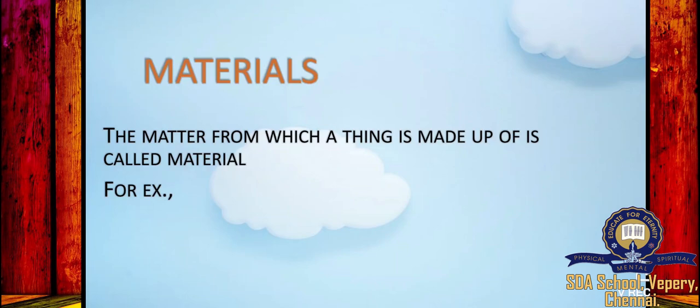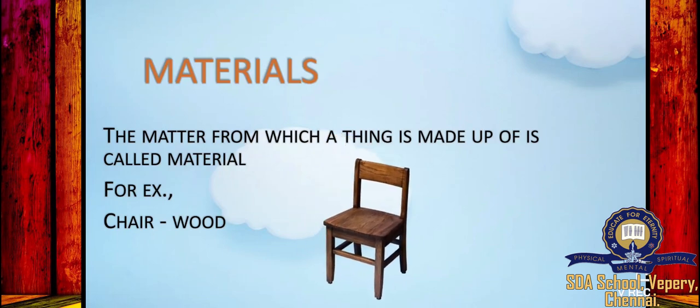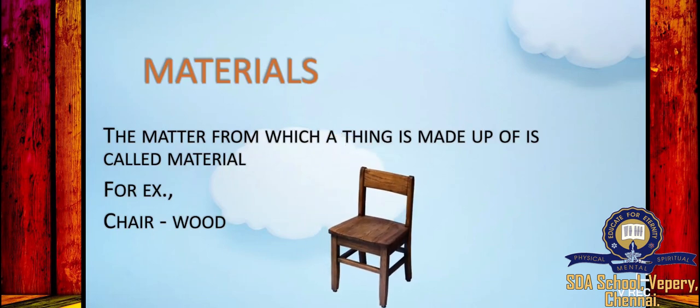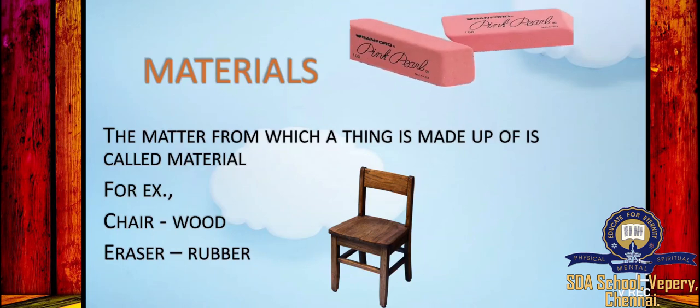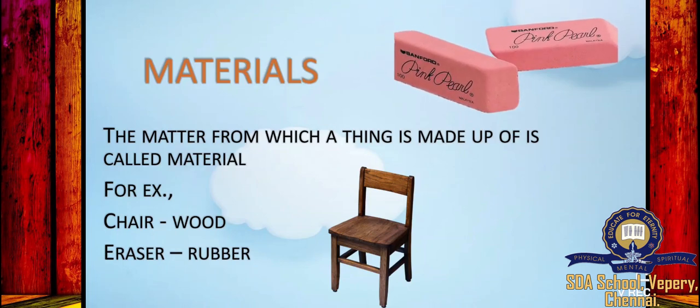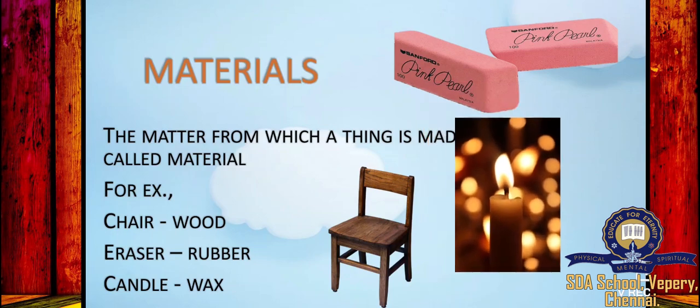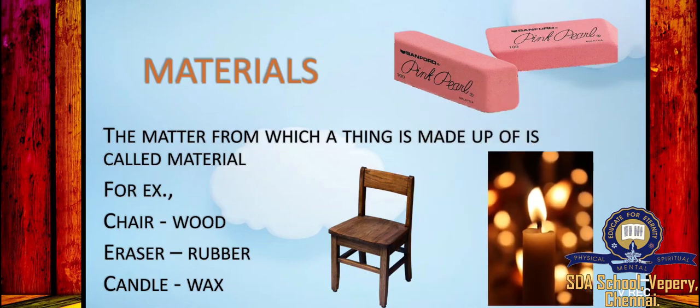For example, chair. Chair is made up of wood, right? So here chair is the material and wood is the matter. Chair is the outcome of the matter wood. Then eraser. Eraser is made up of what? Rubber. So here eraser is the material and rubber is the matter. Then candle. Candle is the material and wax is the matter. So wax acts as a matter for the outcome of candle.